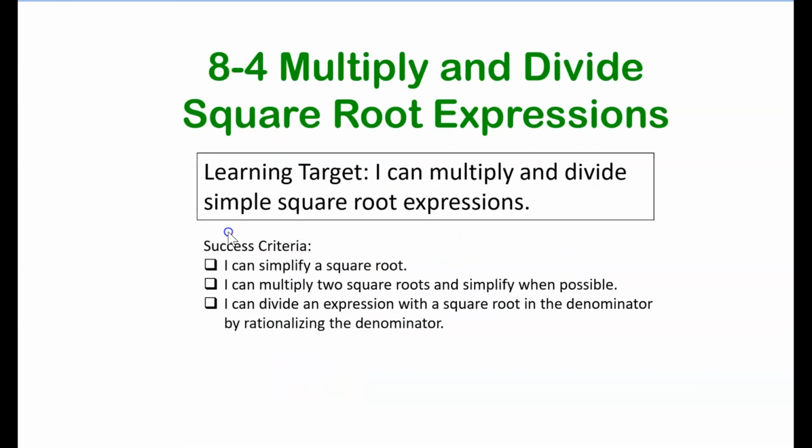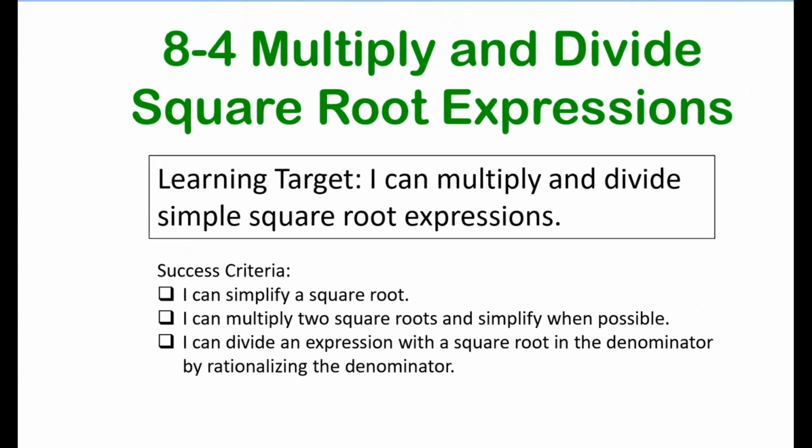All right. Hopefully in this video you were able to multiply and divide simple square root expressions, and then your success criteria. Did you simplify a square root? Were you able to do that? Awesome. Were you able to multiply 2 square roots and then simplify when possible? Good job. And then did you divide an expression with a square root in the denominator by rationalizing that denominator? Go ahead and say that with me right now. Rationalizing the denominator.